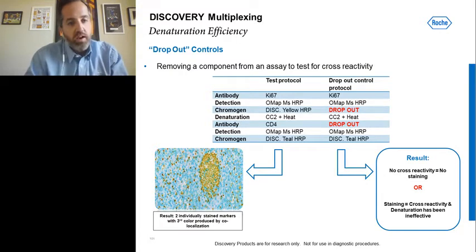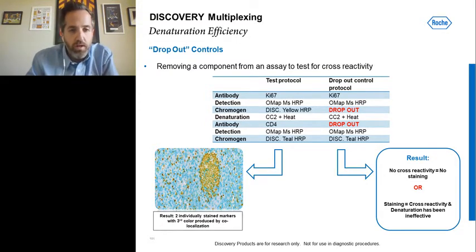One way to check your denaturation efficiency is to run dropout controls. And this basically means by removing a component of the assay, we can actually check to see whether the denaturing is working. So on your test protocol, you can see we've got two targets and we're staining with an anti-mouse secondary and also an anti-mouse secondary within the second sequence.